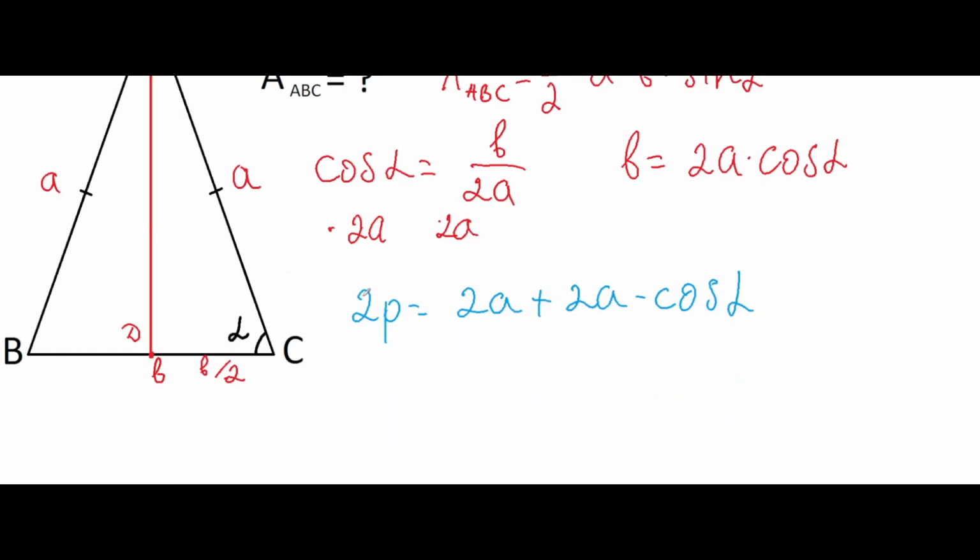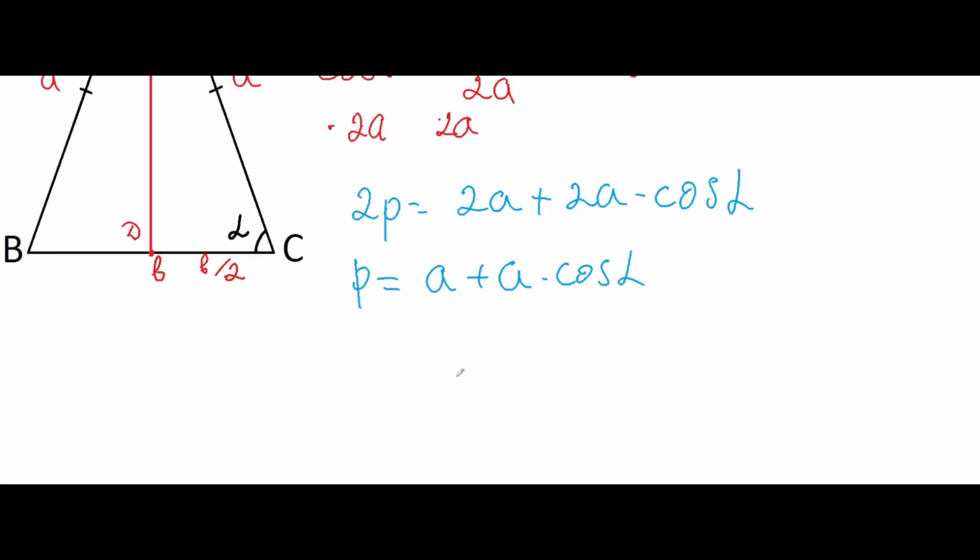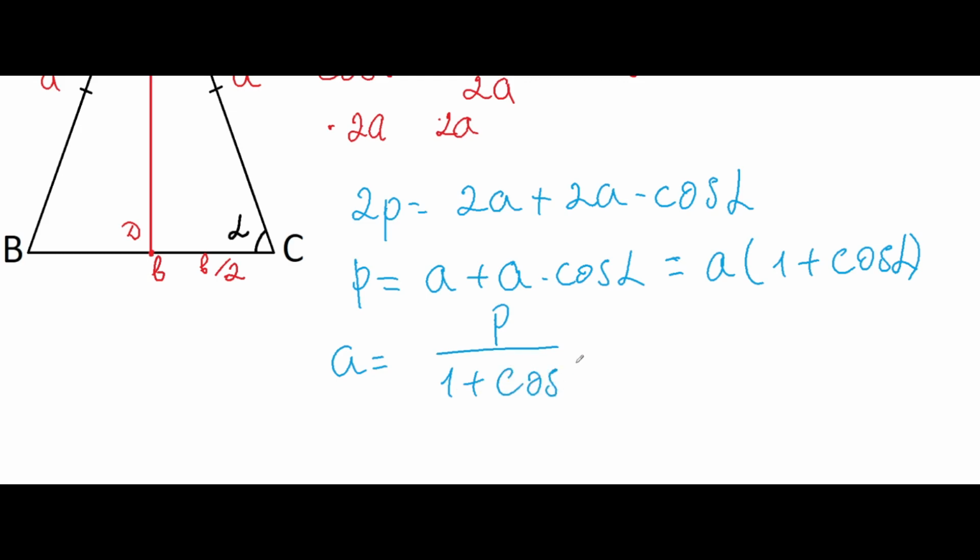Here we can cancel all the 2s, and we'll get P equal to A plus A times cosine alpha. We can factorize this and take A out of the brackets. It will be A times (1 plus cosine alpha). By dividing both sides by 1 plus cosine alpha, we get A equal to P over 1 plus cosine alpha.